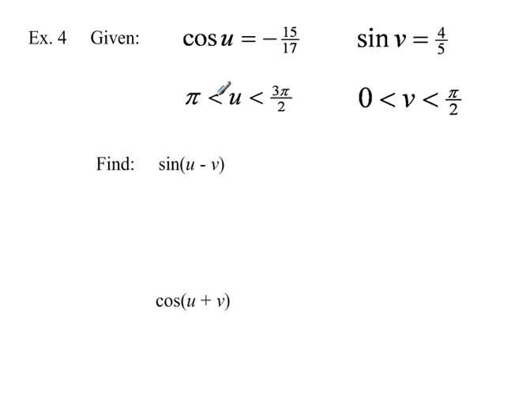It's saying that U is between pi and 3 pi over 2. That's like saying U is in quadrant 3. So I'm going to make a sketch for U. So U is going to be somewhere down here. There's angle U. Cosine of U is negative 15 over 17, and the Pythagorean theorem tells us the missing side is 8.